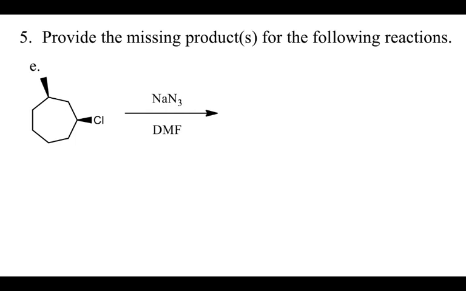So this is N3 minus, like CN minus. It's a good nucleophile. The way you can tell is because things are delocalized. Electrons are delocalized. So that means good nucleophile.